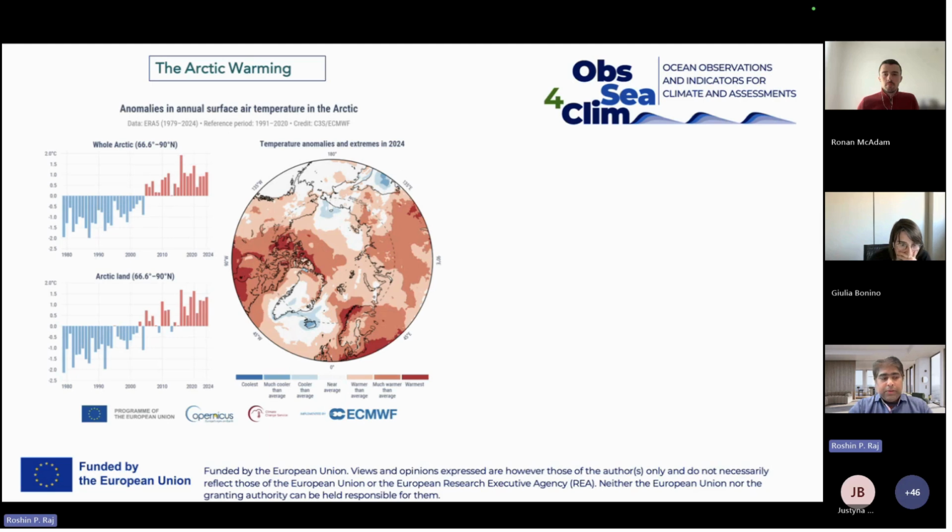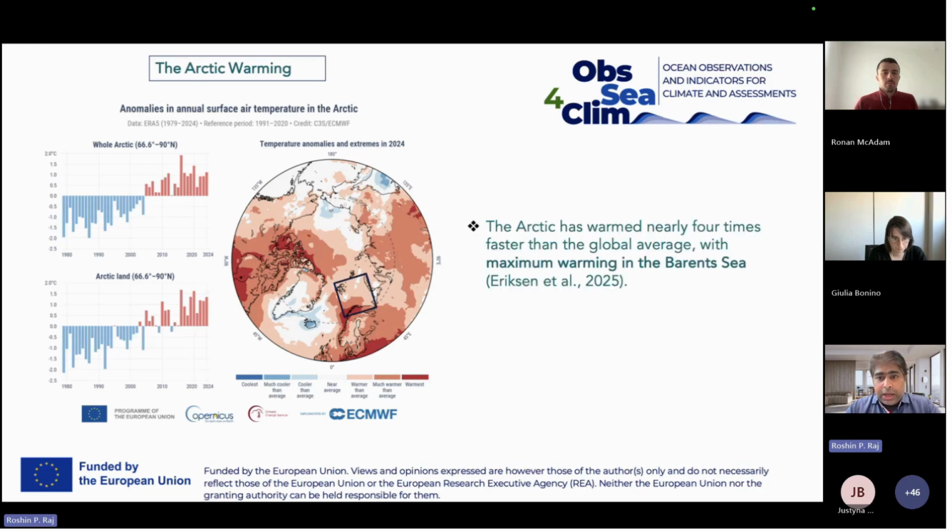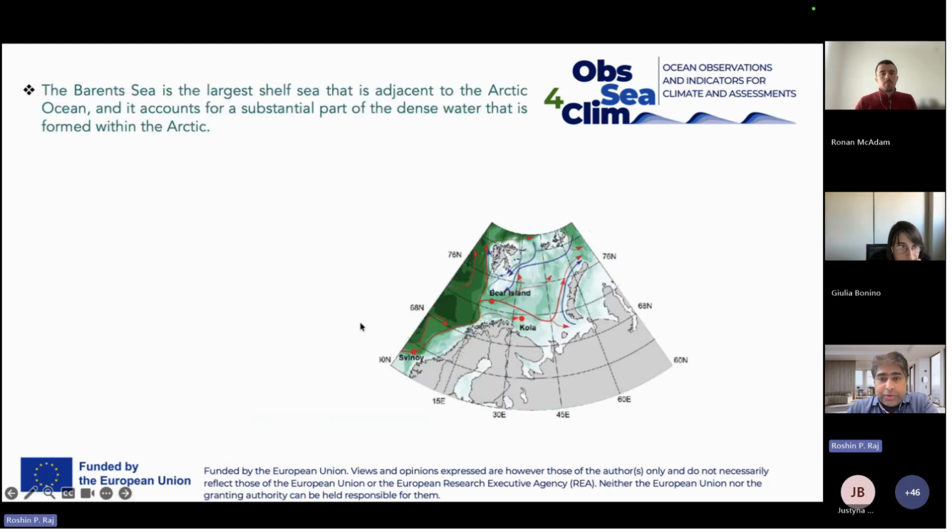Okay, so we all know that the Arctic is alarmingly warming. This picture shows the anomalies in annual surface air temperature in the Arctic. The time series shows that the Arctic has been warming very fast during the last decades. The Arctic has warmed nearly 4 times faster than the global average, with the maximum warming in the Barents Sea. This is the importance of the Barents Sea here. The region in the black box is the Barents Sea region.